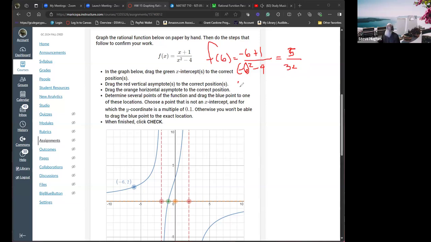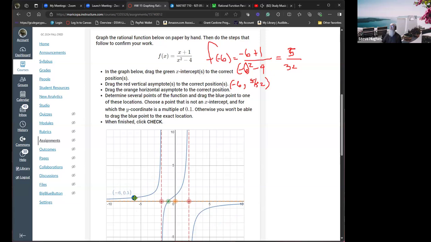So I have the point -6, 5 over 32. That's not going to work. Okay, so that point is not on my graph. So I need to move it so that it is. Means it has to be down here closer, right? Maybe I can't even find what point that is.